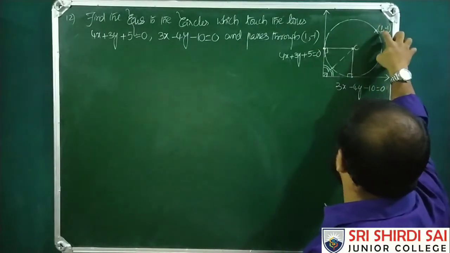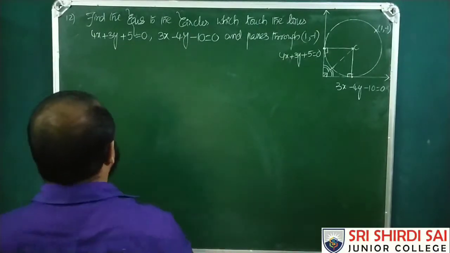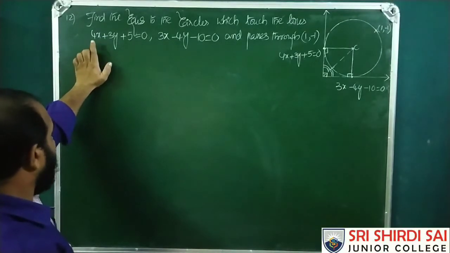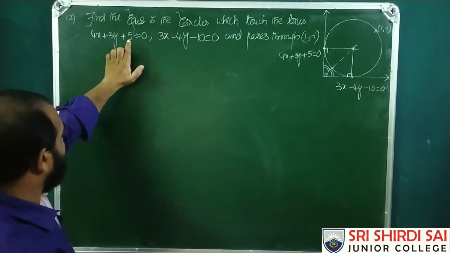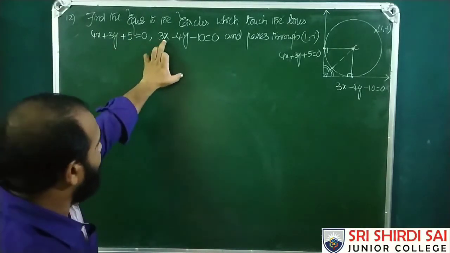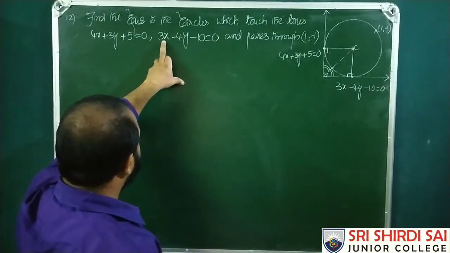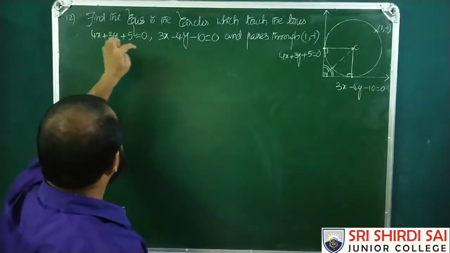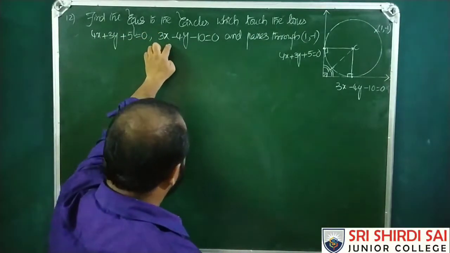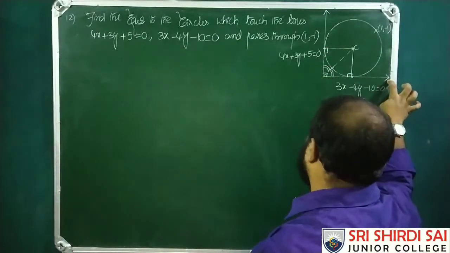So this circle is passing through 1 comma minus 1, and if you notice these two lines, let us suppose the slope of this line be m1. m1 is equal to minus a by b, so minus x coefficient by y coefficient, minus 4 by 3. If you take the slope of this line be m2, m2 is equal to minus a by b, minus 3 by minus 4, so 3 by 4. So minus 4 by 3 into 3 by 4, the product of the slopes is equal to minus 1. That means the two lines are perpendicular.